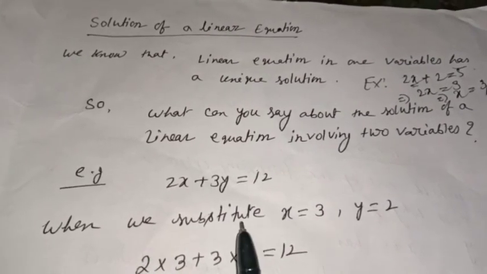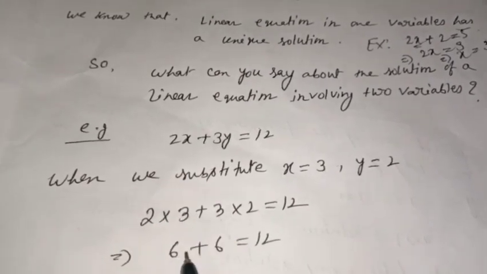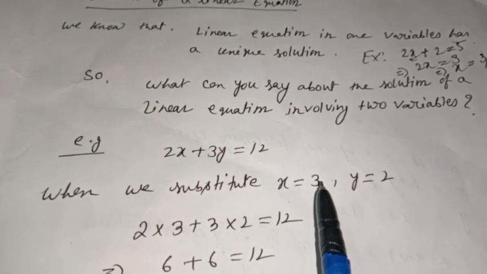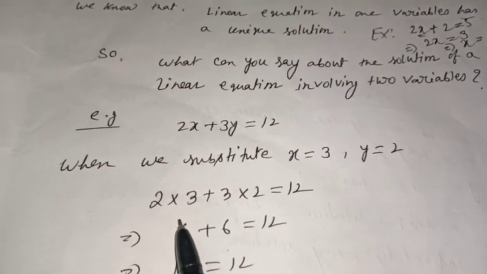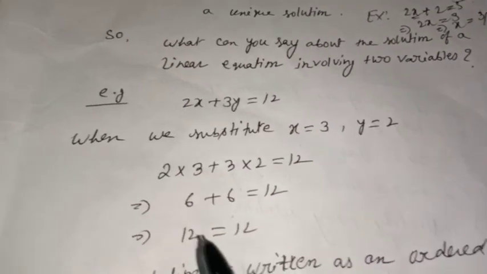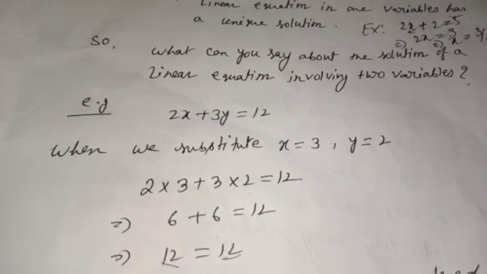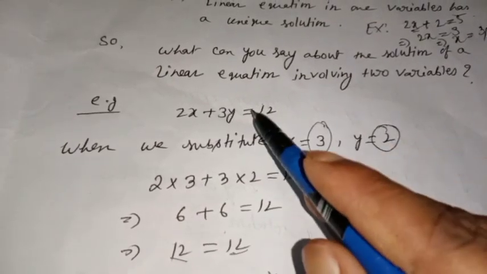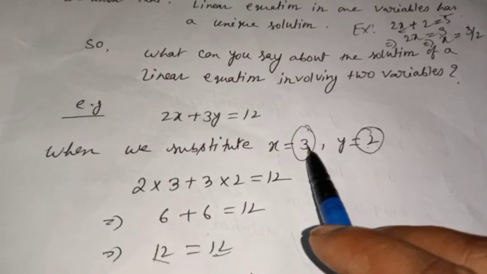Suppose we take x is equal to 3 and y is equal to 2, and substitute this value: 2 into 3 is 6, and 3 into 2 is 6. You are thinking, why am I taking x is equal to 3 and y is equal to 2? There is a reason. After putting the values of x and y, if you simplify, 2 times 3 is 6, 3 times 2 is 6, then what? Left hand side and right hand side are equal. When the left hand side and right hand side are balanced, only then can you say these are the solution of this linear equation. In this case, 3 and 2 are the solution of this equation. The value of x is 3 and the value of y is 2.